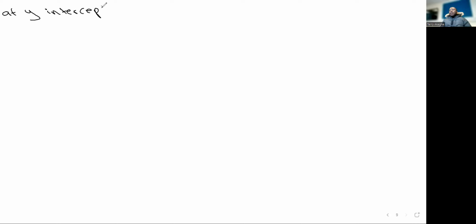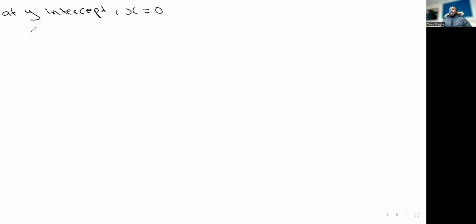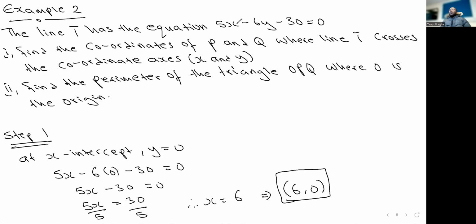So at the y-intercept, we know that x is equal to 0. So we go back, we have this, but anywhere you see x, you put 0. So it's going to be 5x minus 6y minus 30. So it's going to be 5 into bracket 0 minus 6y minus 30 is equal to 0. Because anywhere we see x, we're going to put 0, because at the y-intercept.